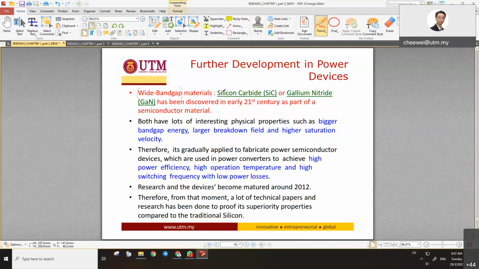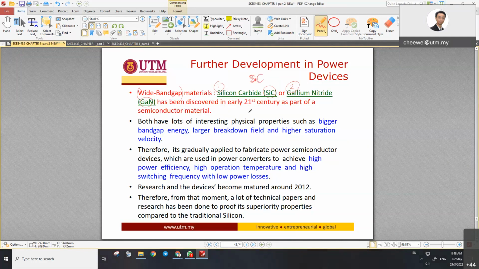Of wide bandgap materials here, we have two. Number one is silicon carbide. Number two is gallium nitride. Please remember this symbol: Si and capital C, Ga and capital N. If you see Si, what is Si? Silicon. And now silicon plus carbide becomes SiC. Gallium nitride, also GaN.